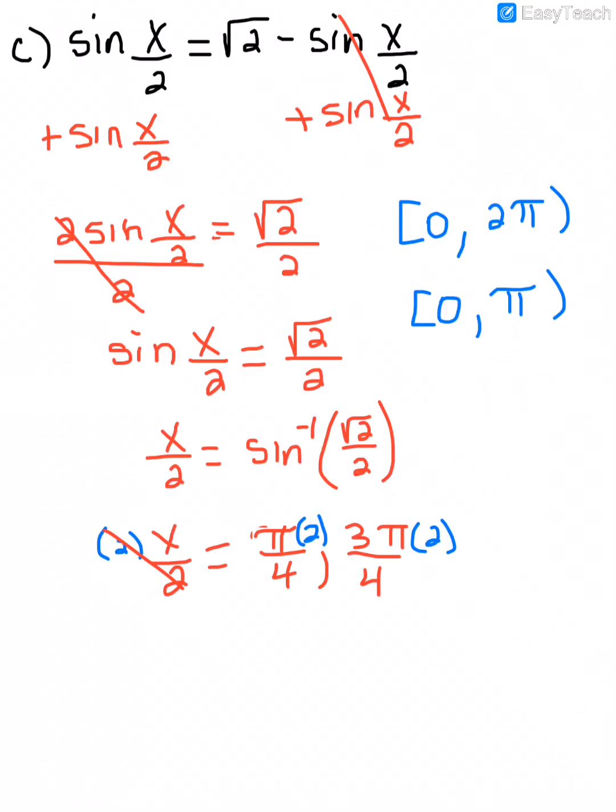So that would give me x equals 2 pi over 4, which would reduce to pi over 2. And this would be 3 pi over 2.